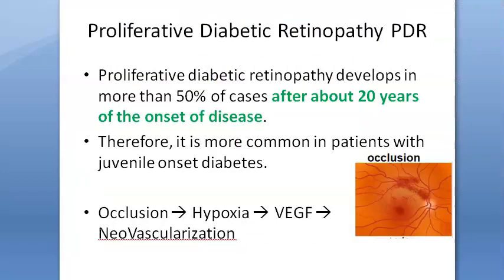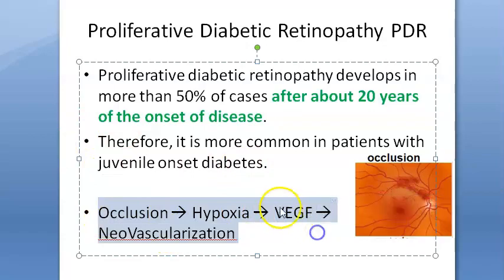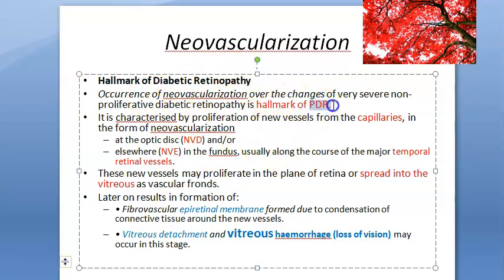Proliferative diabetic retinopathy occurs after about 20 years of onset of the disease. So occlusion, hypoxia, VEGF, neovascularization. This is the hallmark of proliferative diabetic retinopathy, neovascularization. There will be new capillaries, right? You have the NVD and NVE. NVD means neovascularization at the optic disc. NVE is neovascularization elsewhere. And what will happen? There can be vitreous hemorrhage, loss of vision.